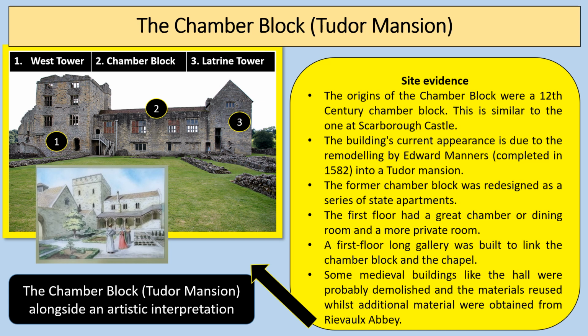Now, the former chamber block was redesigned as a series of state apartments. The first floor had a great chamber or dining room and a more private room, and the first floor long gallery was built to link the chamber block and the chapel. Now, some medieval buildings like the hall were probably demolished and materials reused, while additional material was obtained from Rievaulx Abbey. And then you can just see there an artistic interpretation which gives you a little bit of a sense of what the Tudor mansion would have looked like.